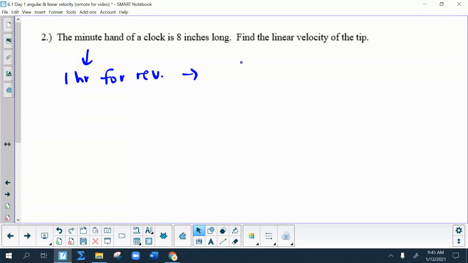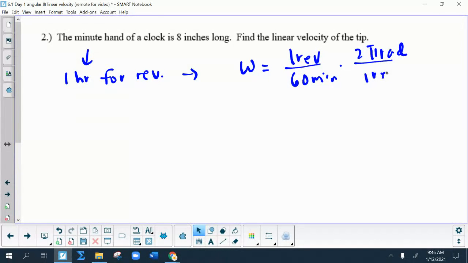So the angular velocity of this is it goes one revolution every 60 minutes. But we know that there are 2 pi radians in one revolution. So that means we have pi over 30 radians per minute. Now, it doesn't say it has to be in minutes, but I'm kind of interpreting that because it's calling it the minute hand. So I'm going to use minutes.